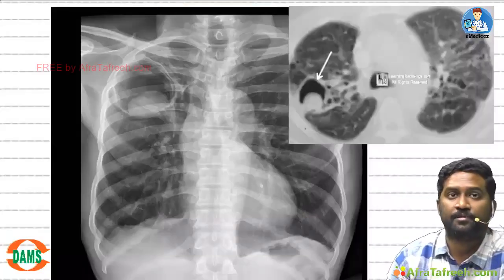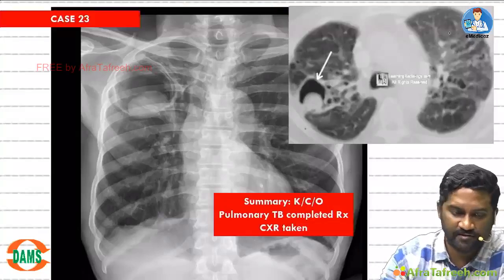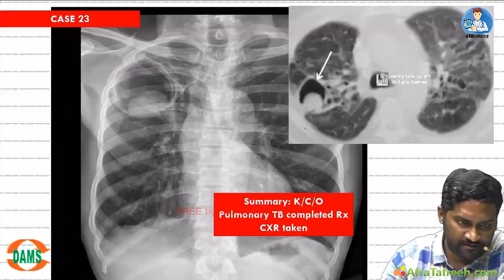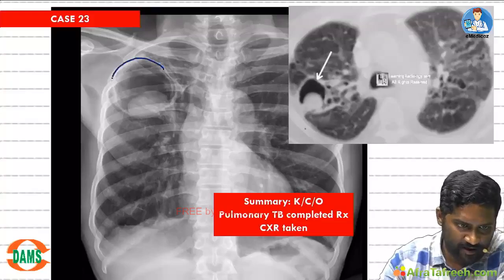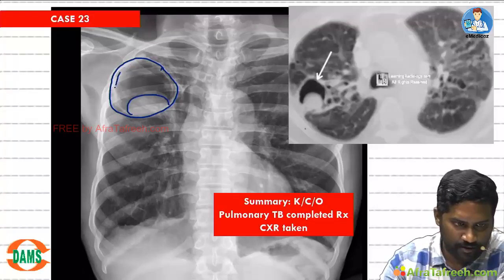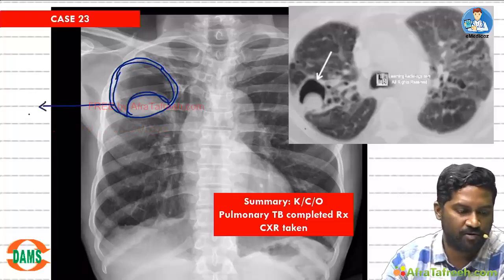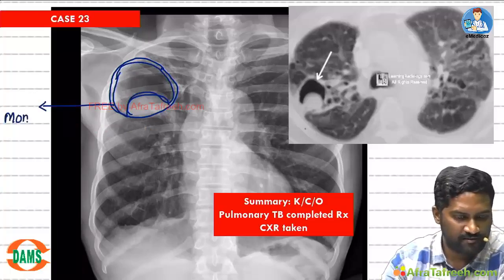Next case. This was a patient who recently completed TB treatment and a chest X-ray is taken. Now what do you see in this chest X-ray? There is a well defined cavity. In this cavity there is a fungus. Around that fungus you can see air lined as a half moon shaped structure. What is this sign called? This is called Monad's sign.